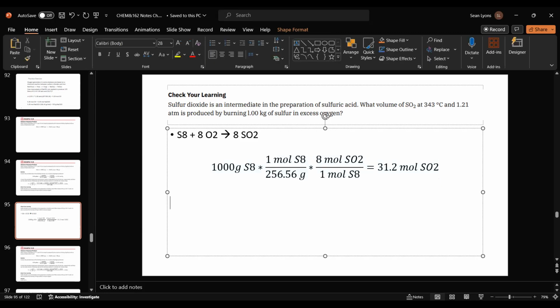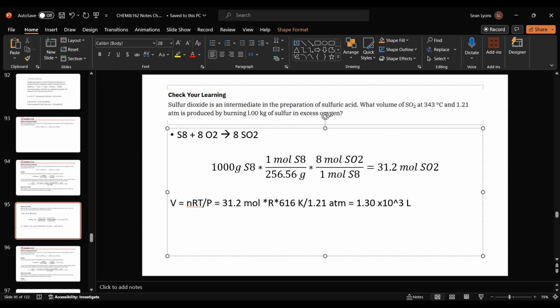And now with the second piece of this one, we want to figure out the volume that the sulfur dioxide is going to occupy. So we'll do nRT divided by pressure. We'll have 31.2 moles times R times the temperature. Again, Celsius needs to be converted to Kelvin. So instead of 343 Celsius, we'll plug in 616 Kelvin because we're going to add 273 to that. Then we're going to divide it by the pressure, 1.21 atmospheres. And that's going to give us a volume of 1.30 times 10 to the third liters.